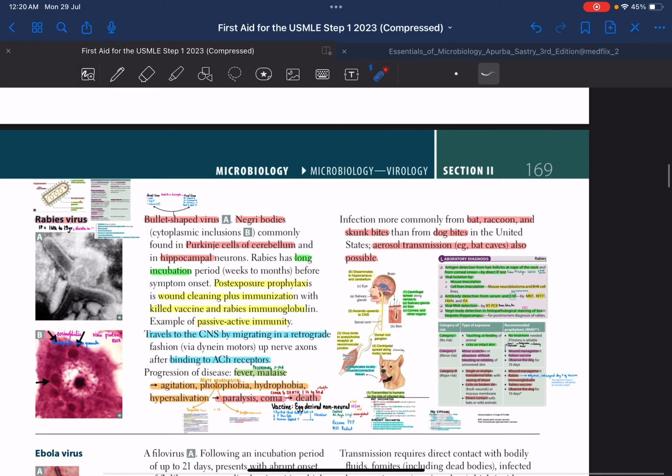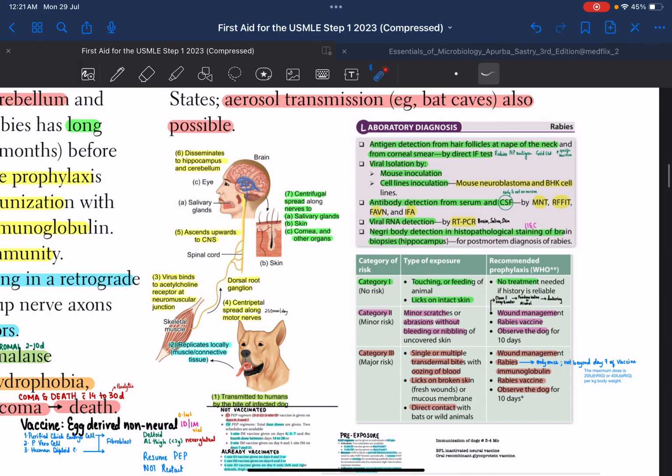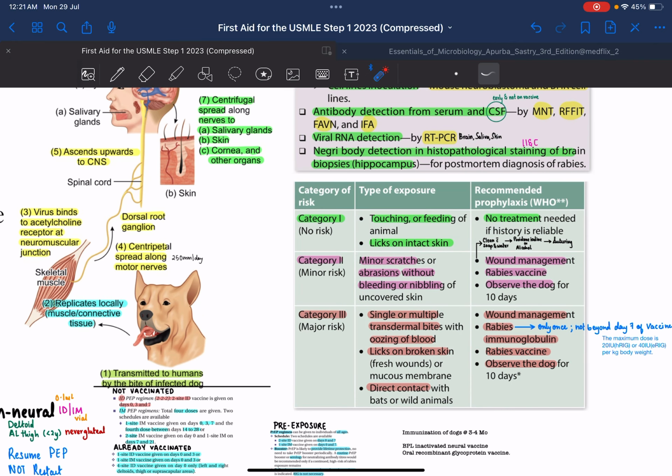Okay, now we have seen all about it, and now let us learn about the WHO categorization of the risk for rabies virus. The WHO has basically categorized the risk of exposure into three categories: 1, 2, and 3. 1 is no risk, 2 is minor risk, and 3 is major risk. No risk involves either touching or feeding of a rabid animal, licking on intact skin. In this case, if history is reliable, there is no treatment which is needed.